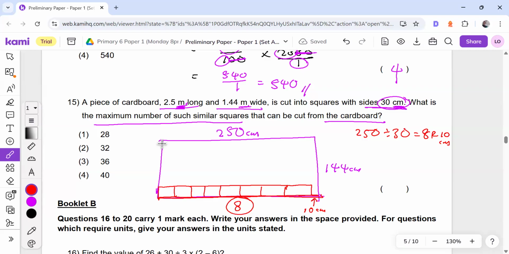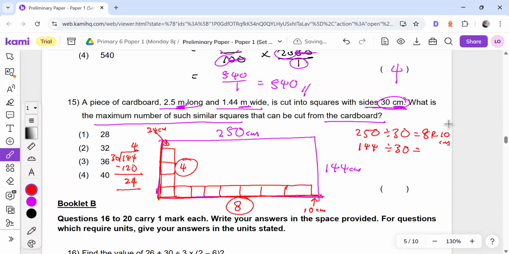Then how about the breadth? How many squares can you cut? You take 144 and you also divide by 30 because every side of a square is 30. Then you do your working. 144 divided by 30. So 4 times 30 is 120. Then you get a remainder 24. Which means that you can only cut 4 squares. And there's some leftover cardboard, which is 24 cm, not enough to cut another square. So you can only cut 4 squares along the breadth.